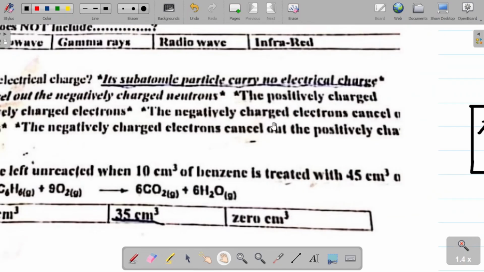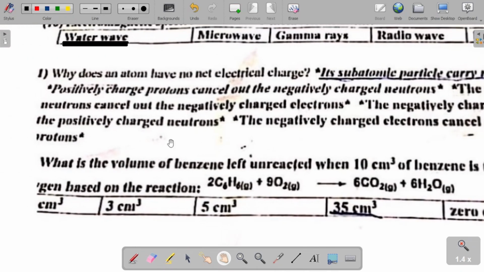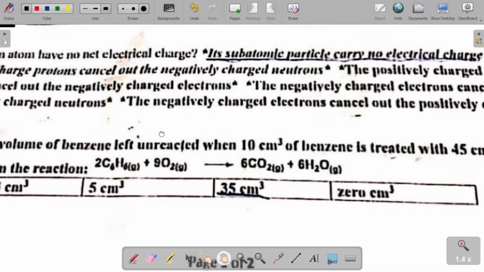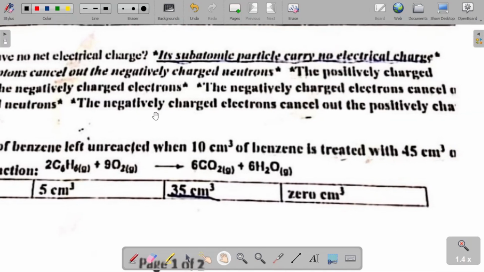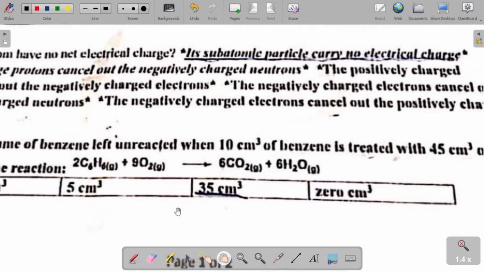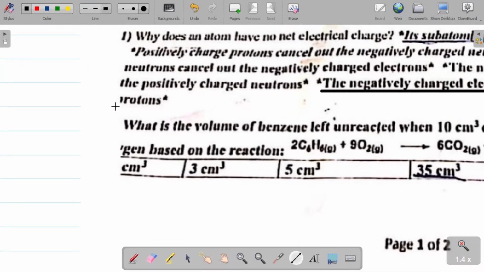Next one says the negatively charged electrons cancel out the positively charged neutrons. No, neutrons are not positively charged. That cannot be the answer. The fifth one says the negatively charged electrons cancel out the positively charged protons, and that's correct. All right. The negatively charged electrons cancel out the positively charged protons. Yeah. So that's your answer.